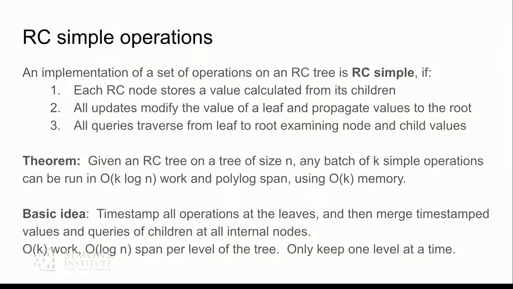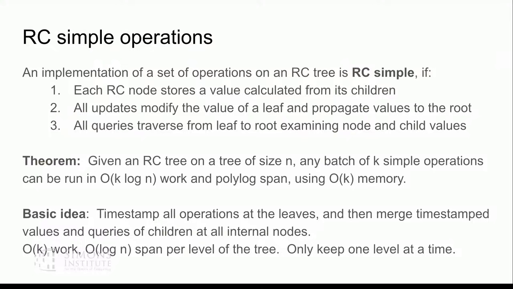By the way, here I've lost the over k, so I can no longer do this in the over k. Now it's actually k log n work. That's what it would be if I ran it sequentially, the sequential time, so this matches and it's work efficient. And a polylog span, so I can do this in parallel. And order k extra memory beyond the memory for the trees. Any questions about the bounds?